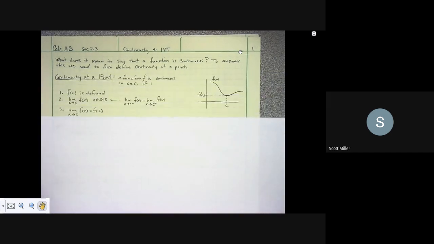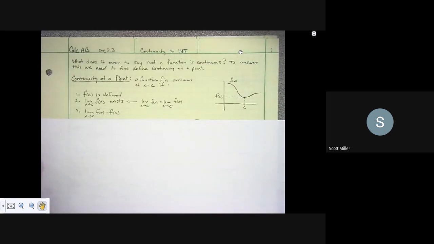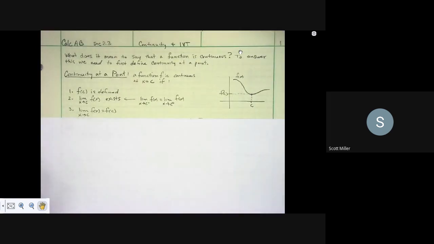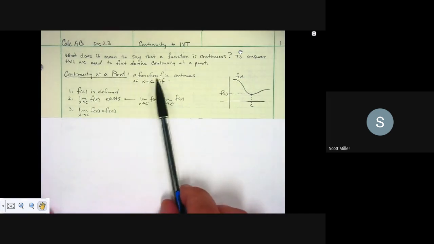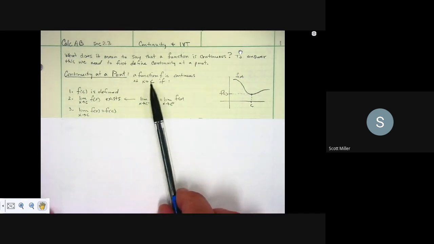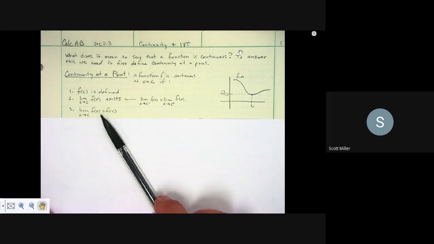You want to make sure we know this one. It is used on the AP exam, making sure that all three of these little steps are satisfied. So, continuity at a point: a function f is continuous at x equals c if these three conditions are met. And when you are asked to determine if continuity exists, you have to show and establish all three of these steps. So it's very, very important to do so.